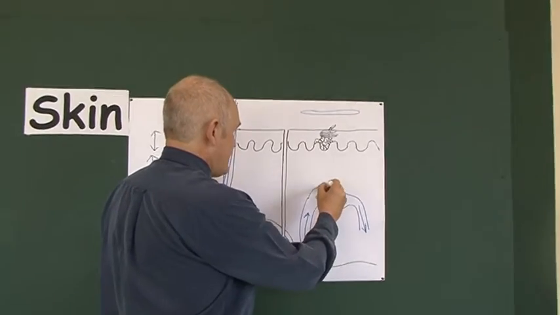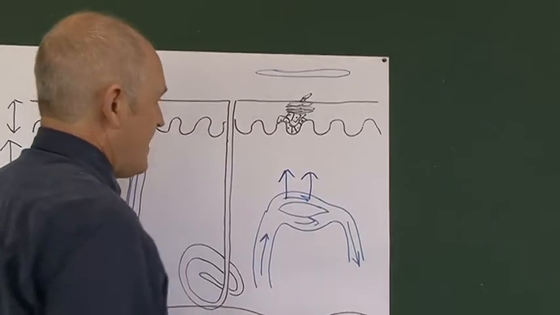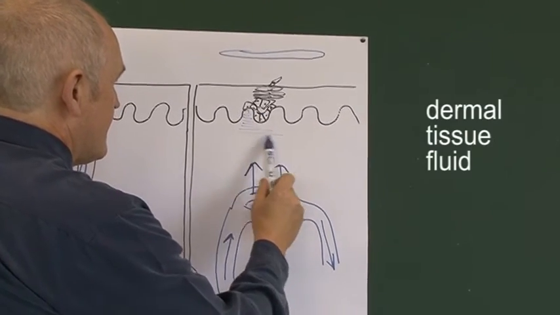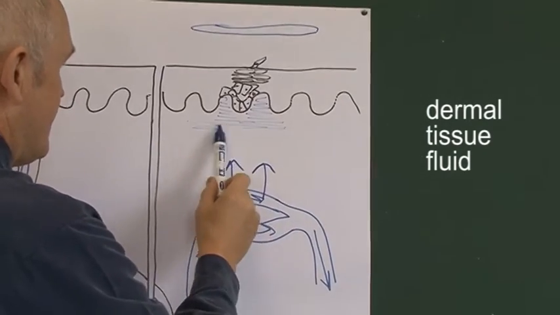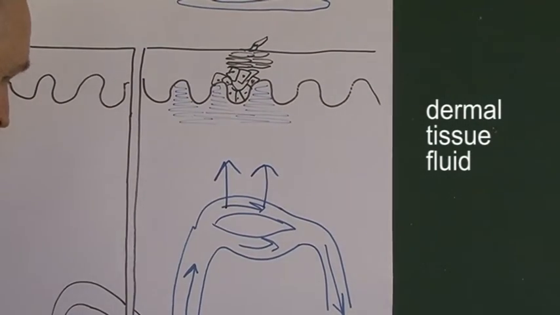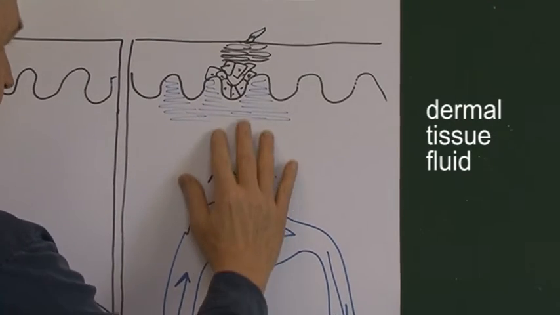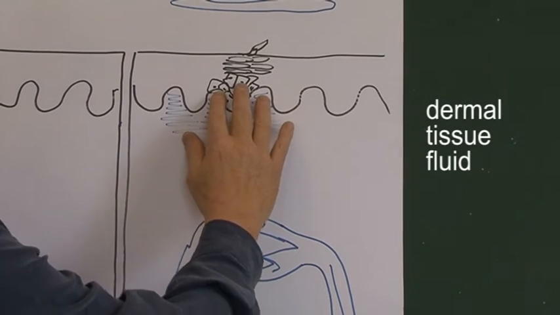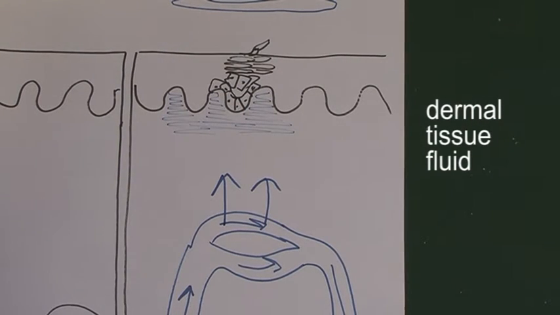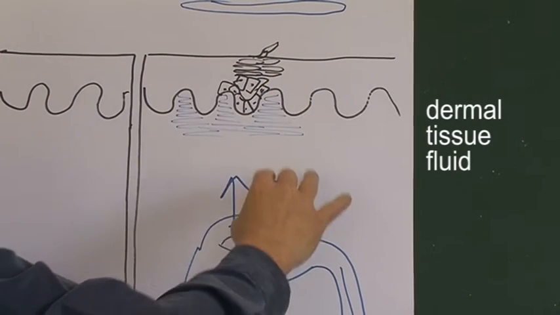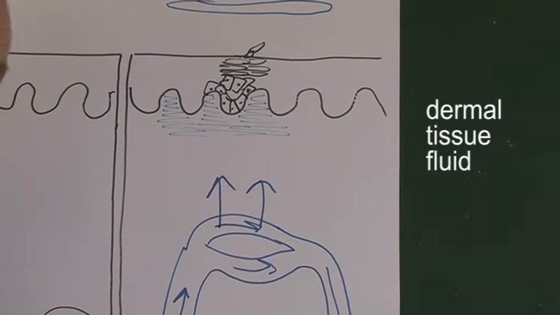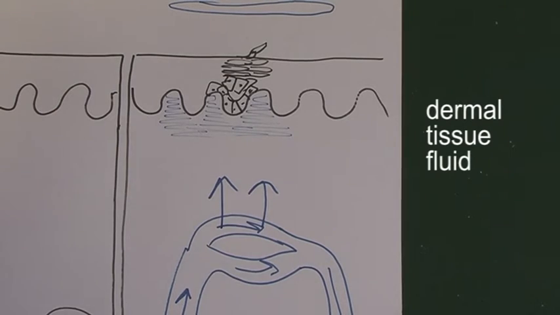Tissue fluid is formed in these capillaries. And the tissue fluid bathes the lower part of the epidermis. And through this tissue fluid, oxygen can go to the living cells. Nutrients like glucose and amino acids can go through to the living cells. Waste products like carbon dioxide can go from the living cells of the epidermis back into the tissue fluids of the dermis.